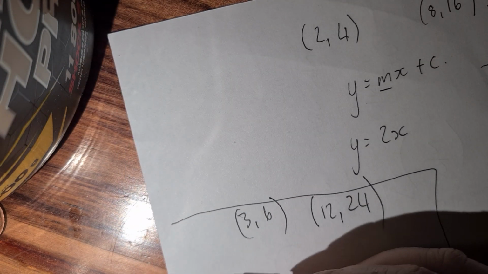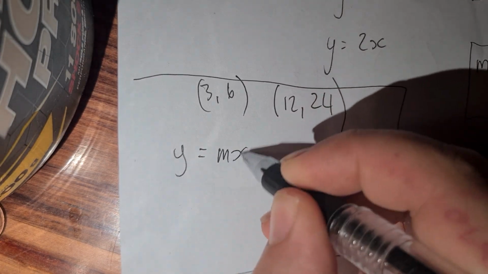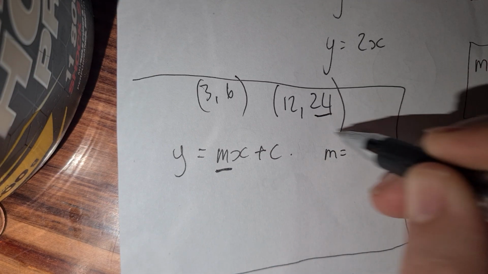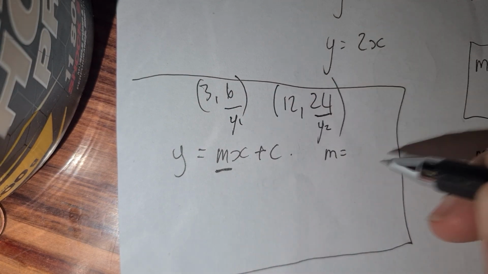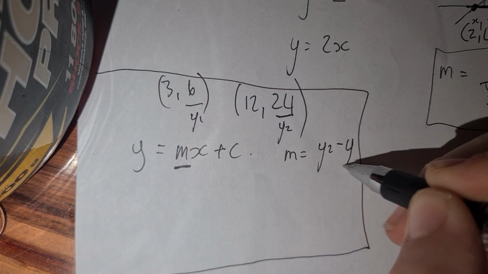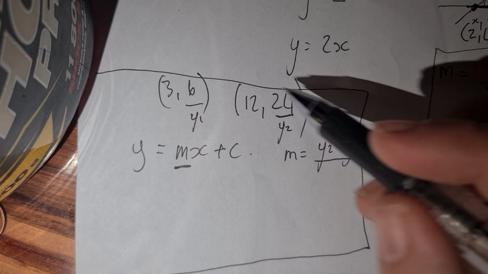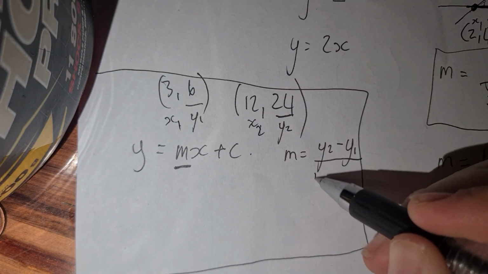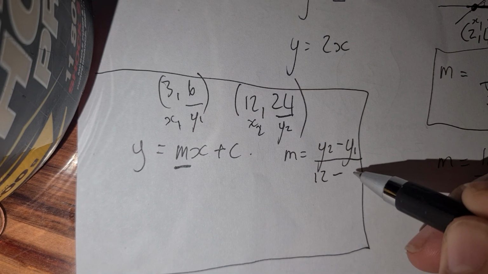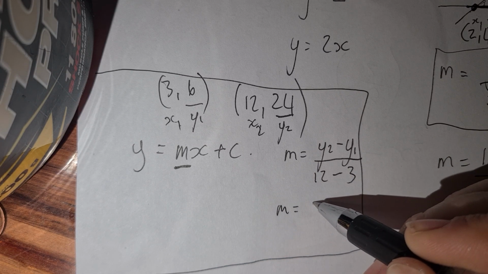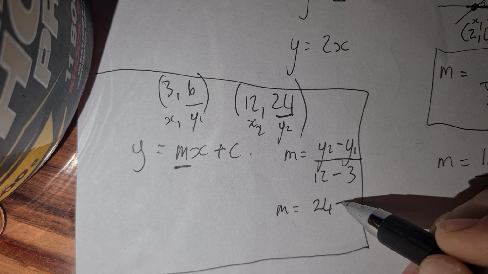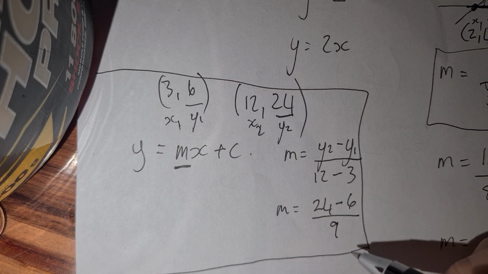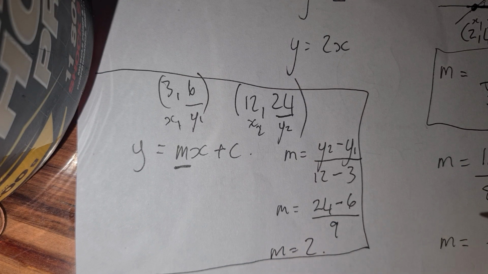Find the equation of the line through (3, 6) and (12, 24). So y is equal to mx plus c. I need to get my m. I say m is equal to y2 minus y1 over x2 minus x1. That's the equation that you always have to remember: change in y over the change in x. x2 is 12 minus x1 is 3. So m is equal to 24 minus 6 over 12 minus 3, which is 9. So we're going to go 18 over 9. So m is 2 here as well.